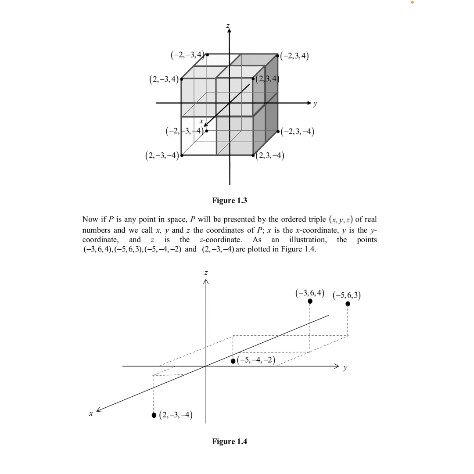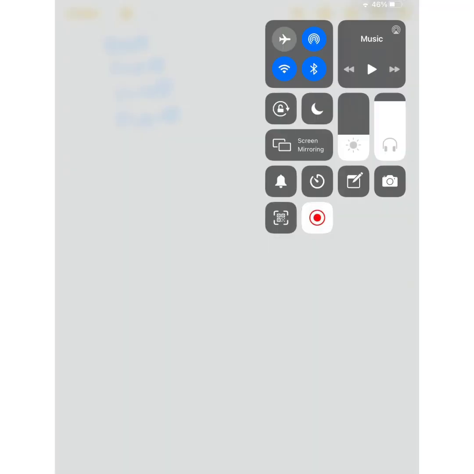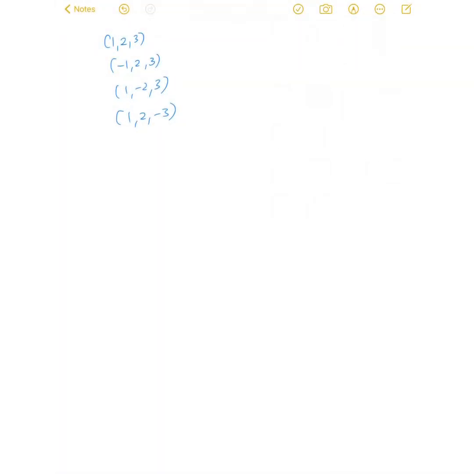Now we are going for our first objective, which is to plot a point. How do we plot a point in a three-dimensional coordinate system? Let's say we are trying to plot all these 4 points: (1, 2, 3), (-1, 2, 3), (1, -2, 3), and (1, 2, -3), in the same three-dimensional coordinate system.